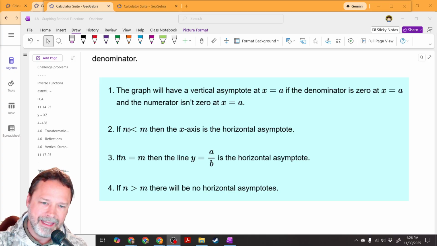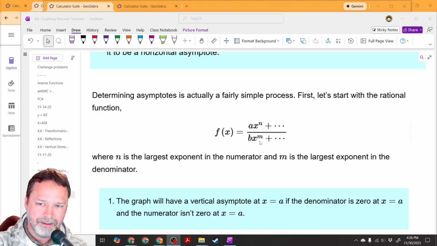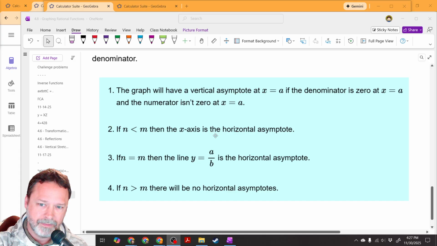If n is less than m, in other words, if the degree of the numerator is less than the degree of the denominator, the denominator is going to get bigger faster. That's the way you want to think about it. The denominator gets bigger much faster than the numerator. Well, that's easy. That means the x-axis will be a horizontal asymptote.